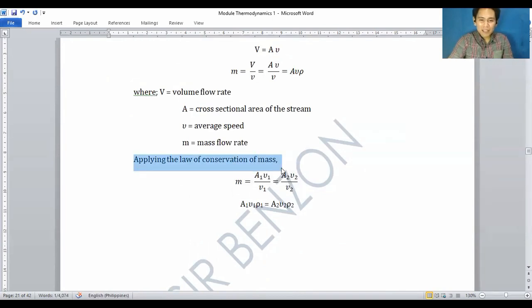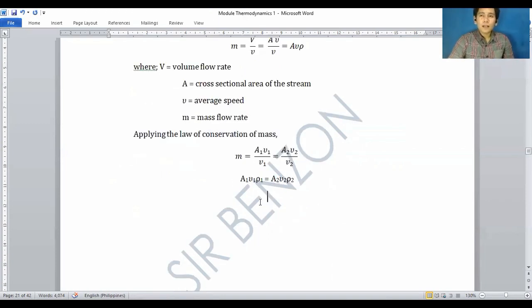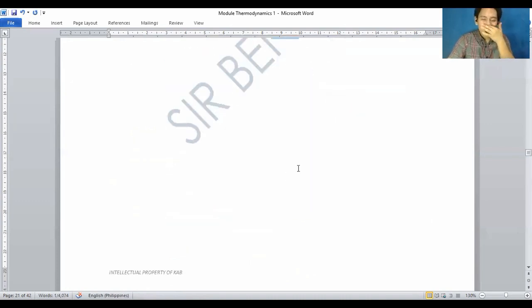Also, applying the law of conservation of mass, we yield this one. Area 1 times velocity 1 over volume 1 equals area 2 times velocity 2 over volume 2. So therefore, the concept of mass entering equals mass leaving is like this. We equate the entering equals the leaving.